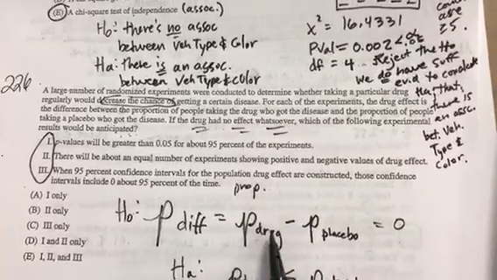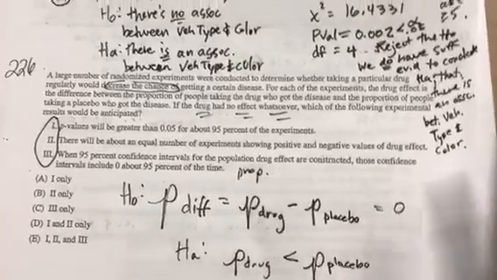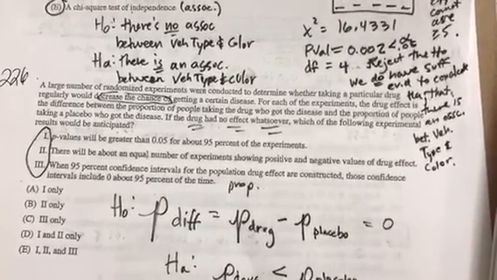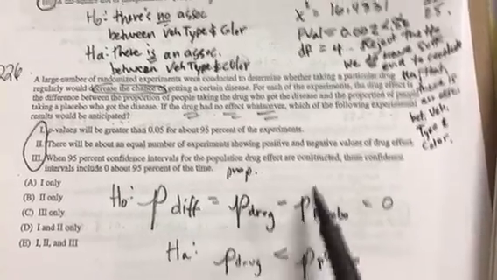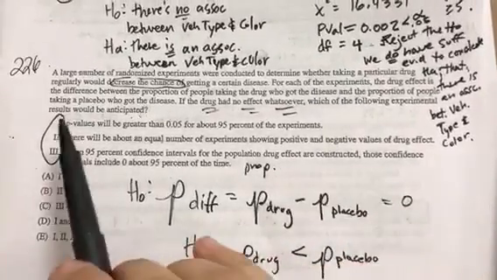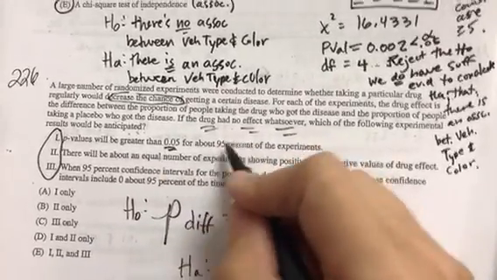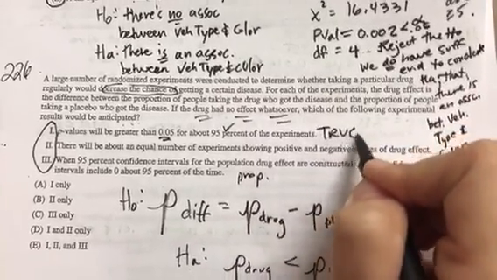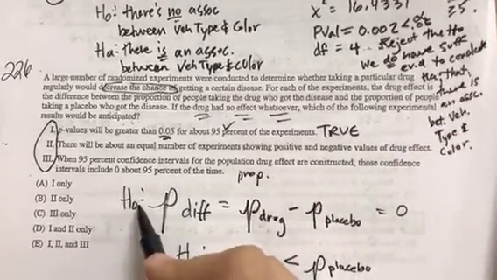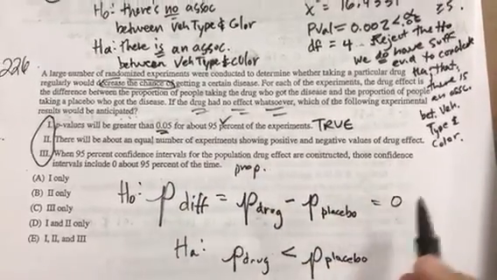So if the proportion was absolutely the same, then it would just be like flipping a coin. You would have one might be better than the other on any given day just based on general variability. So the p-value would be greater than 0.05 for about 95% of the experiments. And that's absolutely true. If in fact H sub O is true, that's exactly what we'd get if they were totally exactly the same.